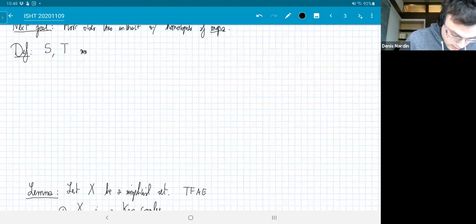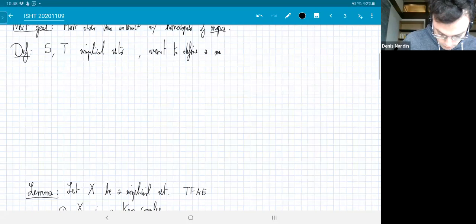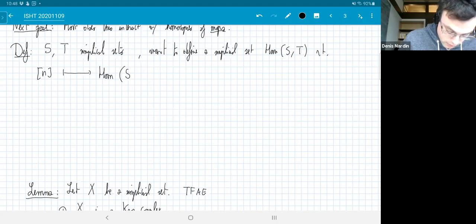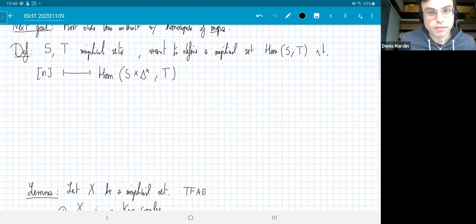Let S, T be simplicial sets. I want to define a simplicial set Hom(S,T), which is the internal Hom, such that it sends [n] to the set of maps from S times delta n into T. So intuitively, its zero simplices are, Hom in simplicial sets, maps of simplicial sets. Its one simplices are what I want to call homotopies of simplicial sets. Its two simplices are like witnessing compositions of homotopies, and so on and so forth.